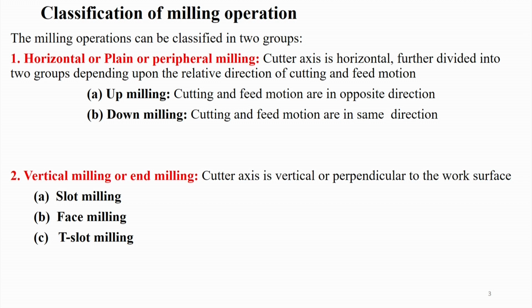Then we have vertical milling and also end milling. In these processes, the cutter axis is vertical or perpendicular to the work surface, and it can be classified into slot milling if we want to make a slot. It can be face milling if we just want to do facing of the surface, just like in the turning operation we do facing also by a cutting tool. Similarly, in face milling also we can do facing, we can make the plane surface on the top.